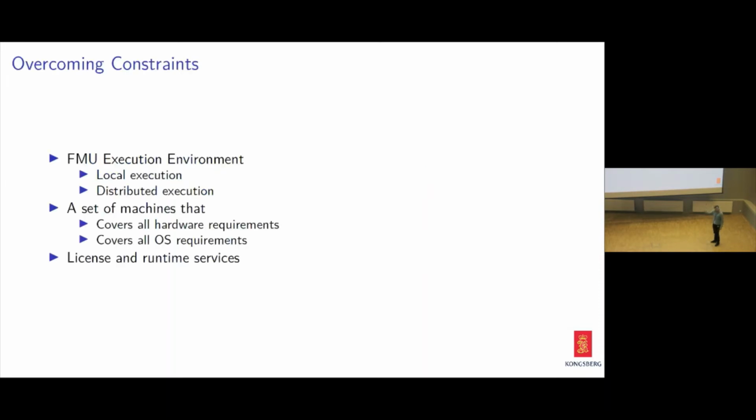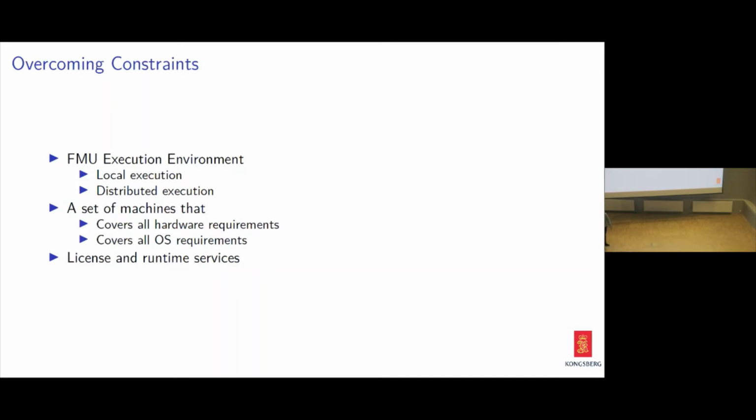But what do you need to implement these architectures? Well, you need a way to run FMUs, of course. If you can't run the FMU, it's useless. You need to be able to run it locally, that is on your local machine, such as this laptop. And you need a way to run it distributedly.